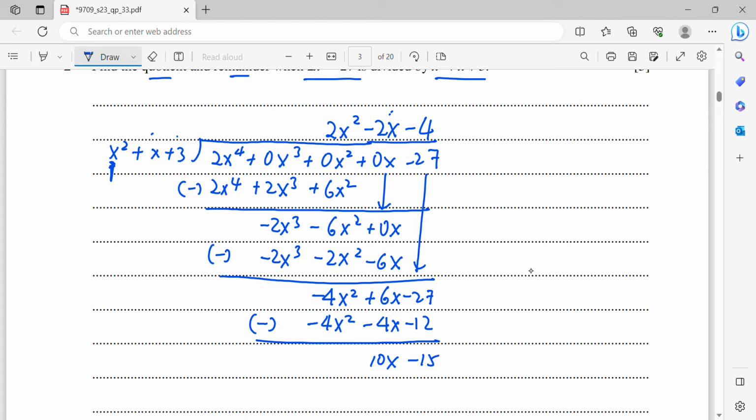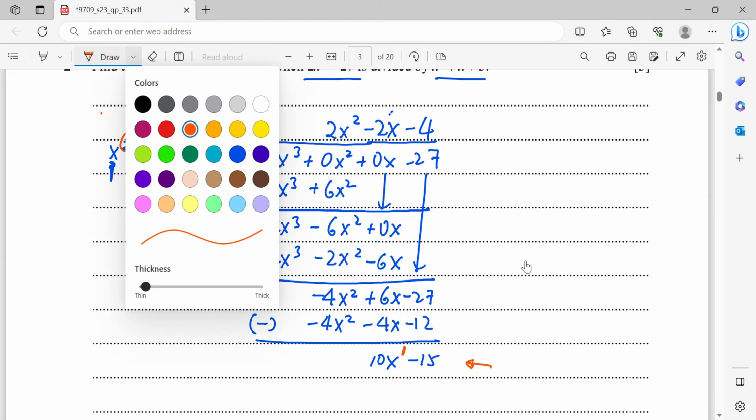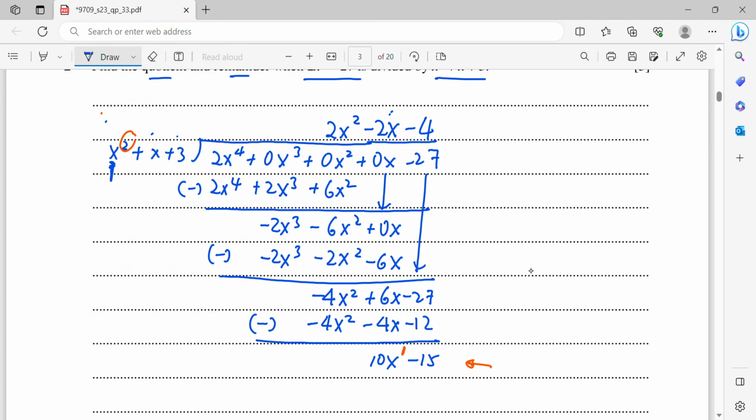Okay, so by looking at the degree of x in this step now, the degree of x is 1. But the degree of the divisor is 2, which means now we can stop doing this polynomial division. And hence we are getting the quotient and remainder. So the quotient is 2x^2 minus 2x minus 4, and the remainder is 10x minus 15.